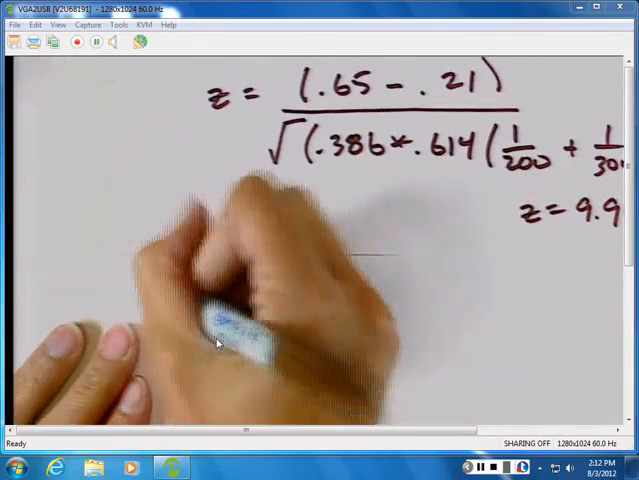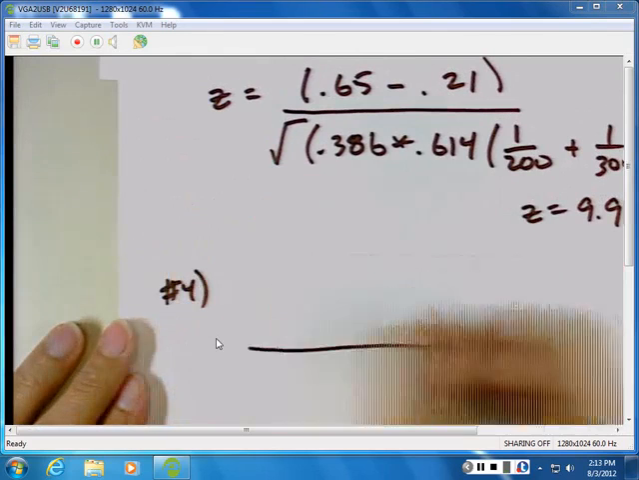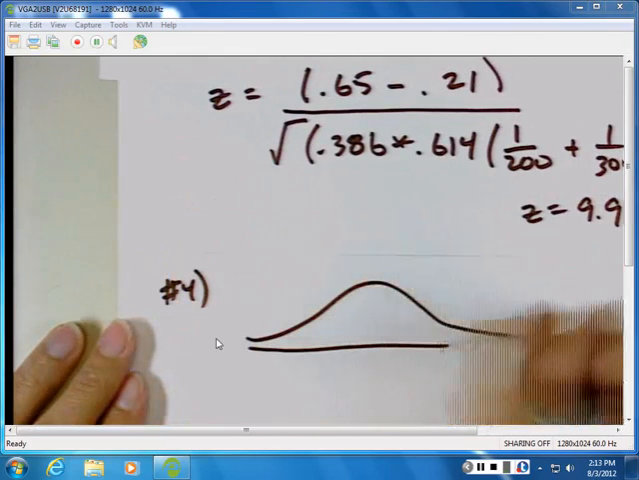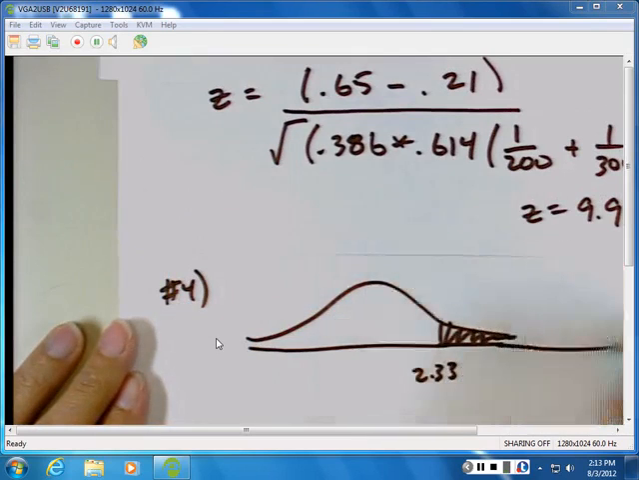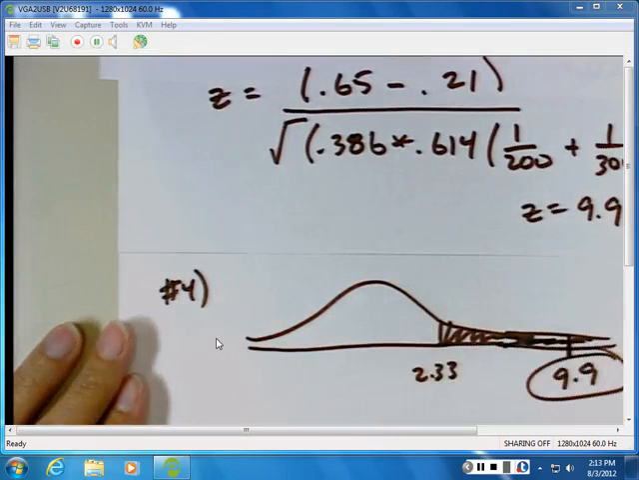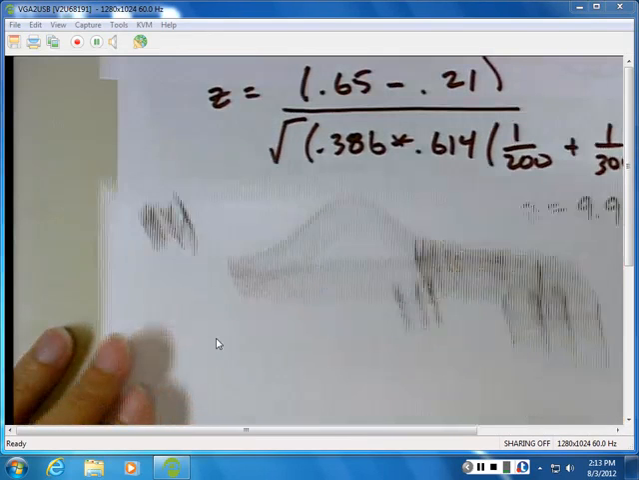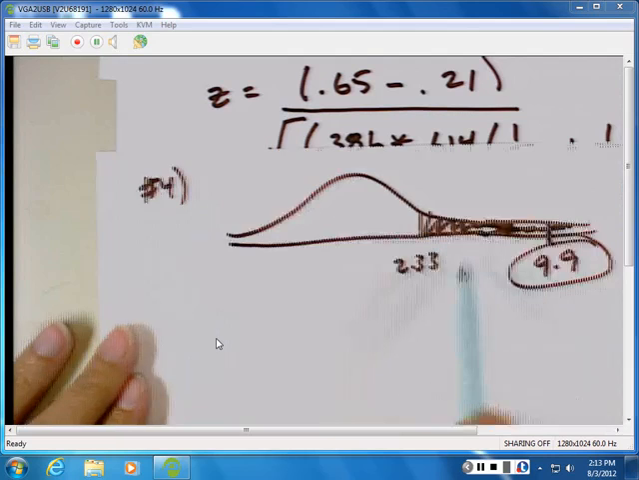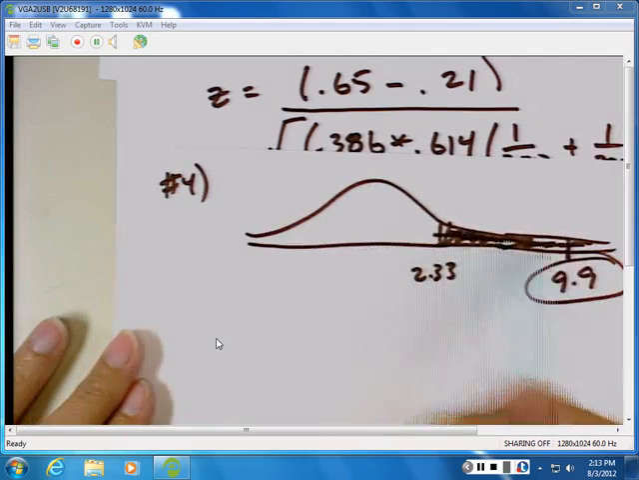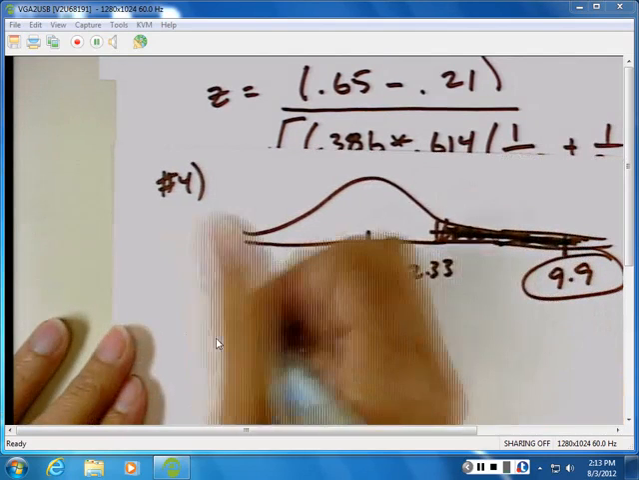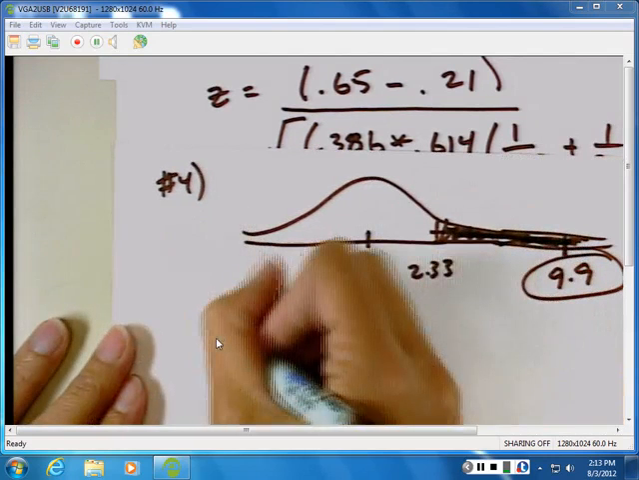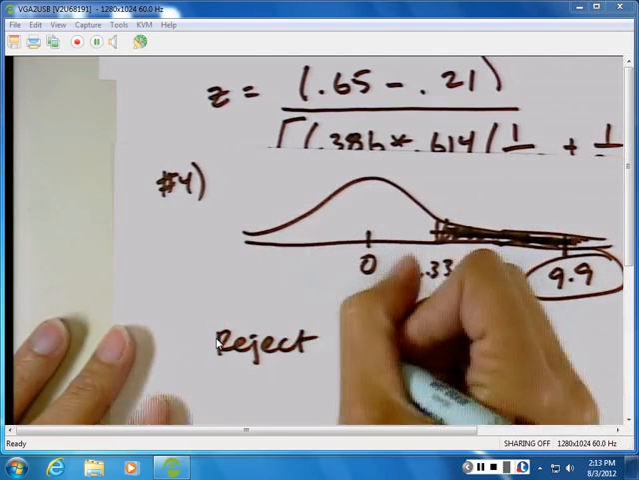Step number 4, this is my decision. Okay, 2.33. I ended up, let me go out a little further, way over here somewhere, with 9.9. So I am well into that tail on the right, which is my rejection region. So this is my rejection region, significantly far away from 0. So my decision is to reject the null hypothesis.